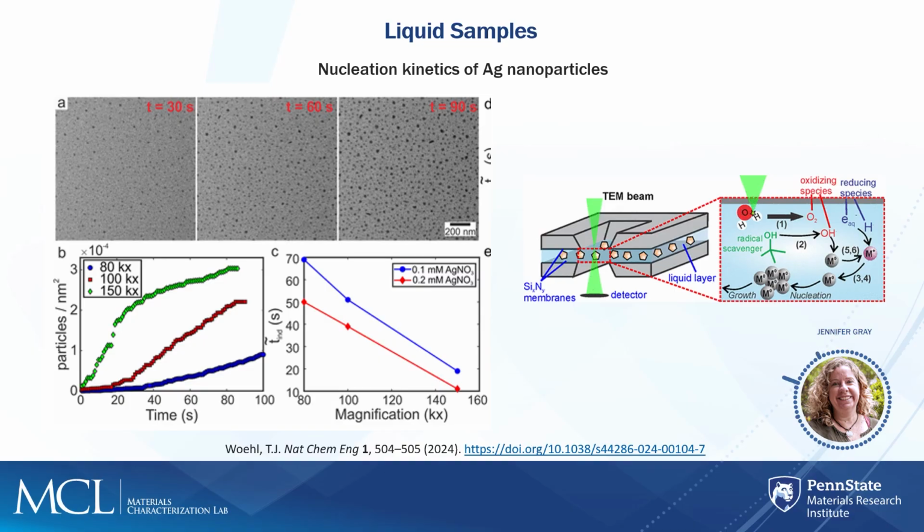So the beam can basically create all these kind of free radicals in the liquid. When it hits the water, it can dissociate the water molecules, causing all these charged species, which can then affect what you're trying to look at. So in this study, his group was looking at the nucleation kinetics of silver nanoparticles, and what they see is that as you change the dose, i.e., you go to higher magnifications, more dose, it's going to change the number of particles that are forming in a given amount of time under higher dose conditions. So you're accelerating the process of particle formation.